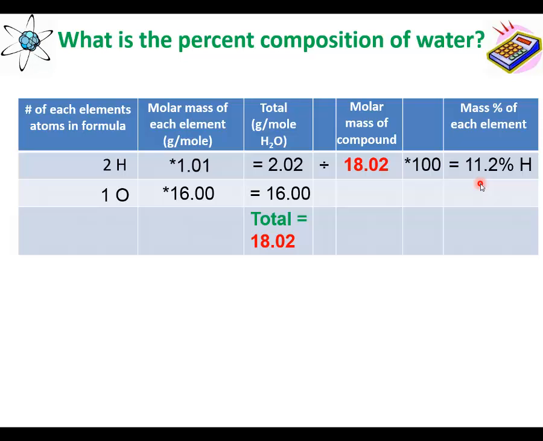I do the same calculation for oxygen, and so I have 16 grams of oxygen for every 1 mole, divided by the molar mass of water of 18.02 times 100, gives me 88.79% by mass oxygen. If I add those up, I should add up to 100% as my double check. So that was a fairly simple calculation. Let's look at a more complex formula.